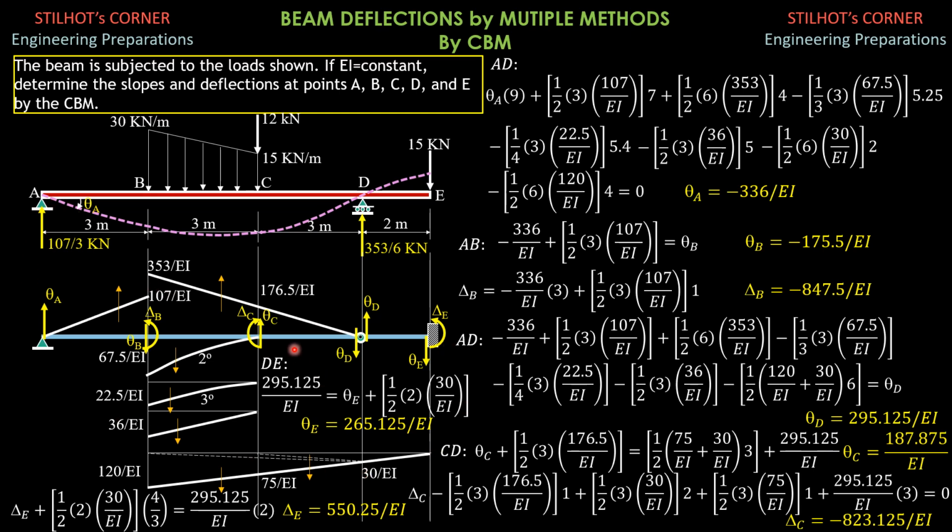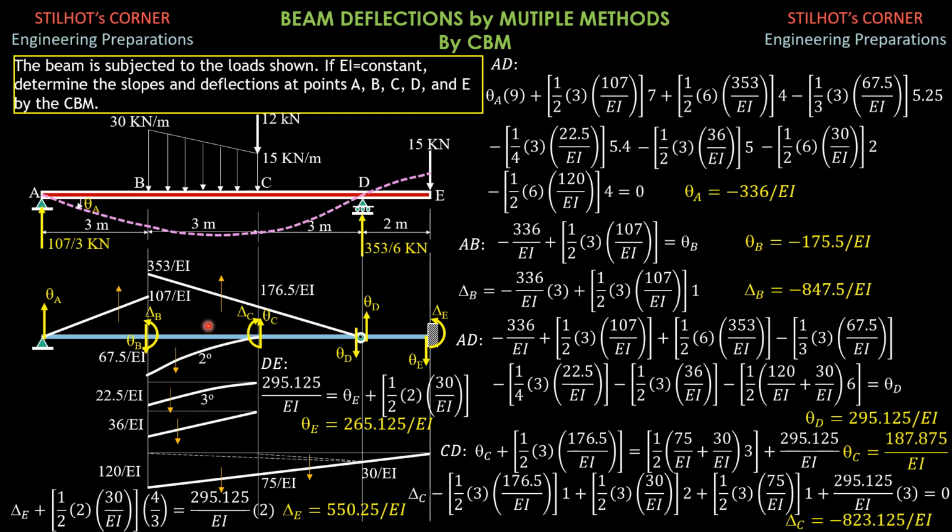Then we transform this beam into an equivalent conjugate beam. So the end support, which is a pin, remains a pin. This interior roller support becomes an interior hinge, and this free end becomes a fixed end. And the loading should be this M over EI diagram.